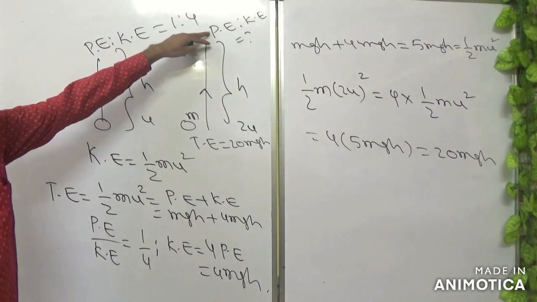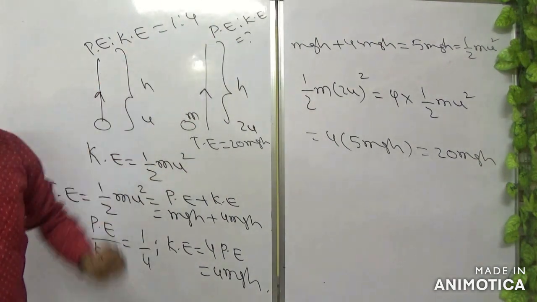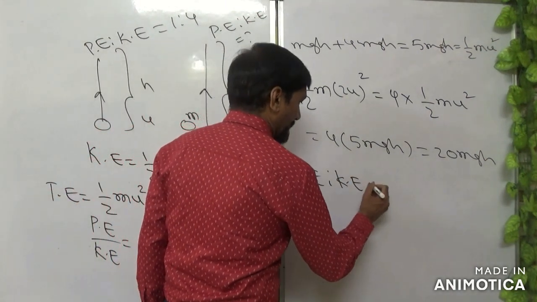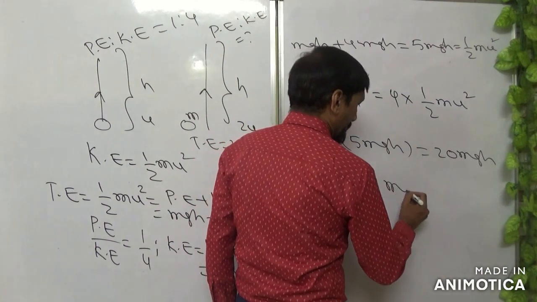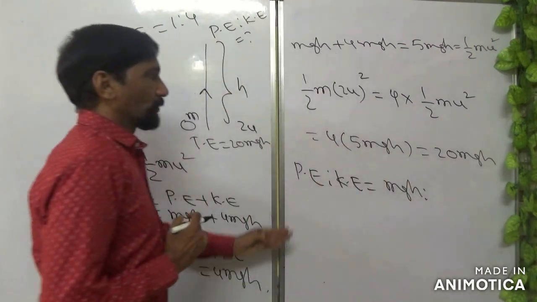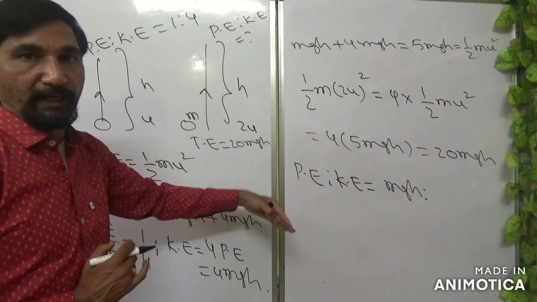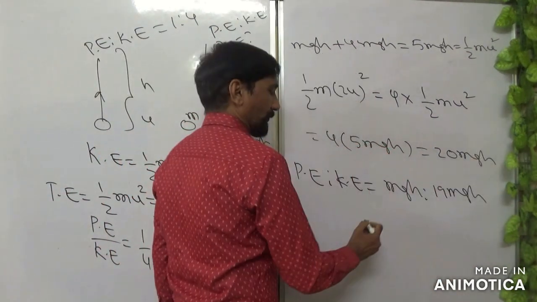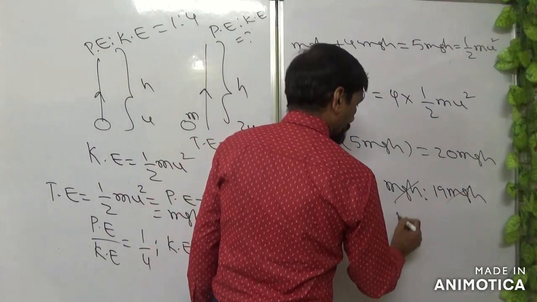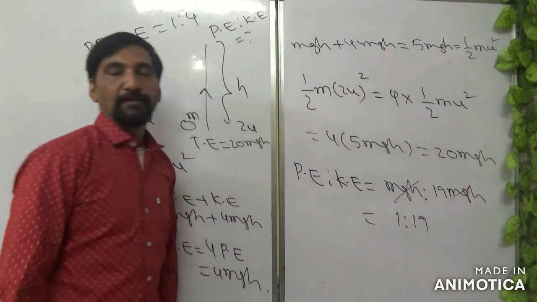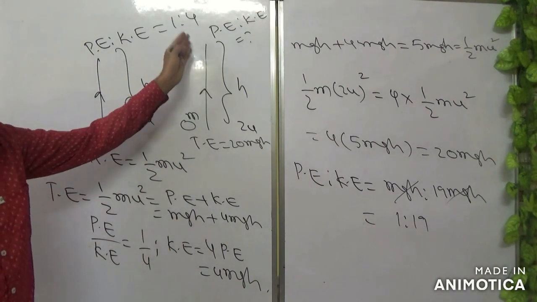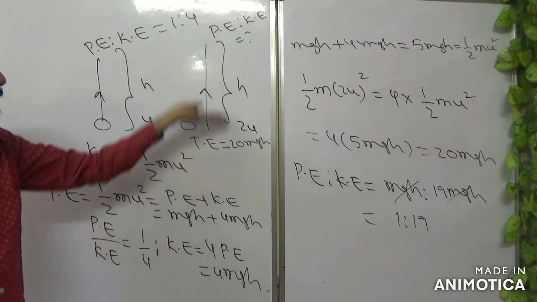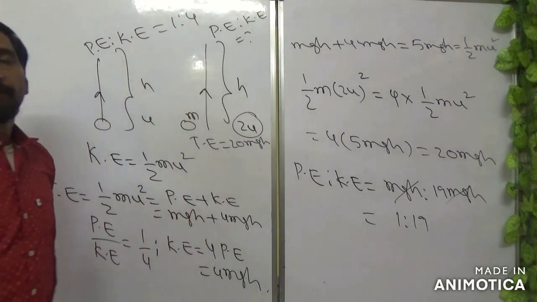But at this point, you know, one is potential, remaining is kinetic. Means potential to kinetic at the same height is 1 mgh already taken. So total 20, out of that 1 taken. So 19 mgh. So cancel. 1:19. So what is the ratio of potential to kinetic at the same point? 1:19. That is if it is thrown with double the velocity.